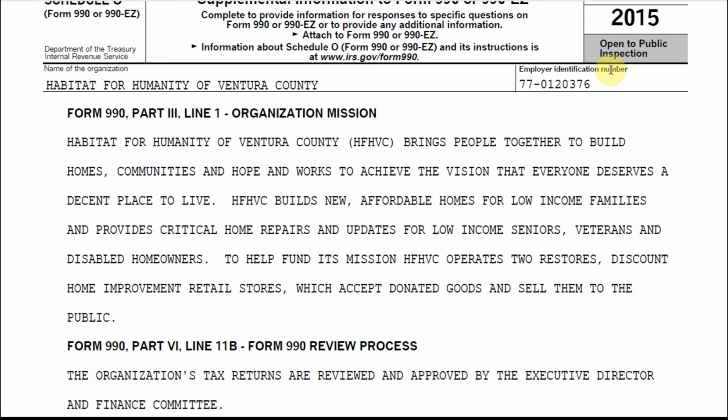So know that if you need current information, you can certainly get it talking to the organization directly, because they are legally required to share when requested.